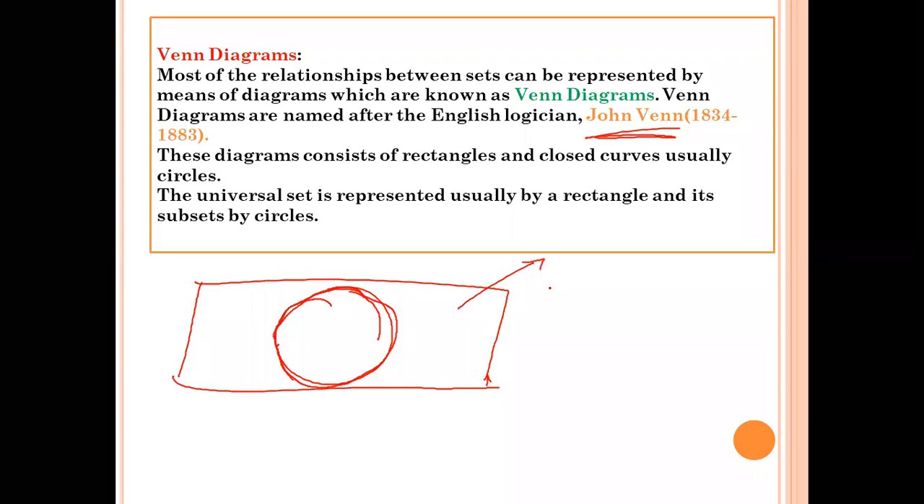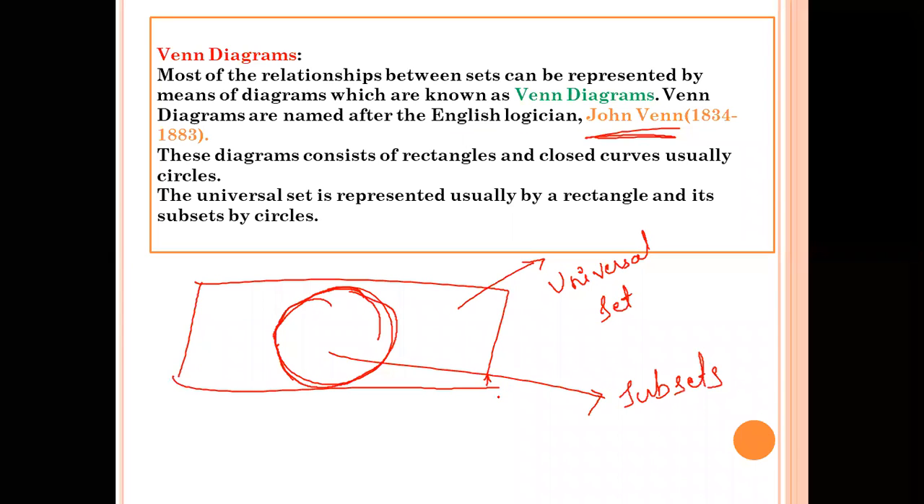Now what do this rectangle and circle represent? So the rectangle represents the universal set. Do you remember just now we defined what is universal set? So the rectangle represents the universal set and the circle represents its subsets. Okay, when you talk about Venn diagram, there will be two diagrams. One is a rectangle. Inside that rectangle, a circle is inscribed. Circles are fitted inside a rectangle. So what are the circles representing? It represents the subsets, and the rectangle represents the universal set.